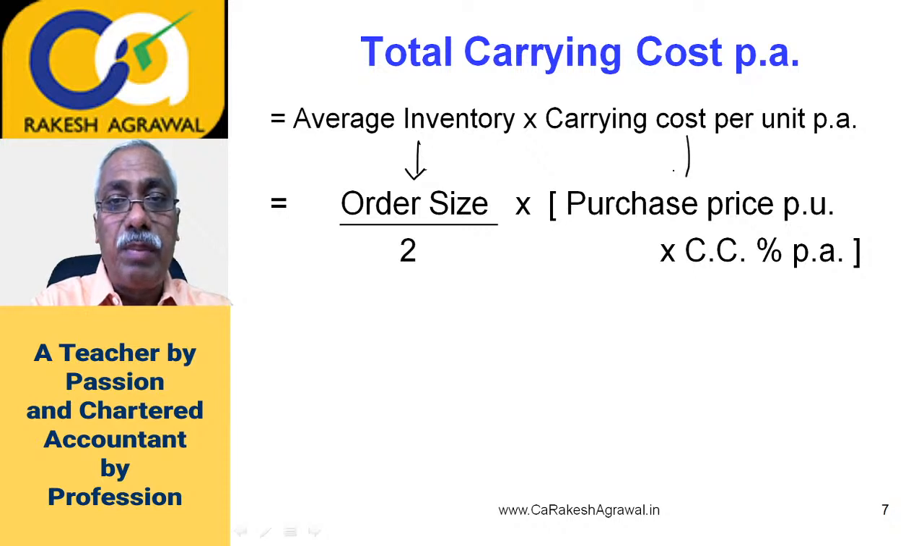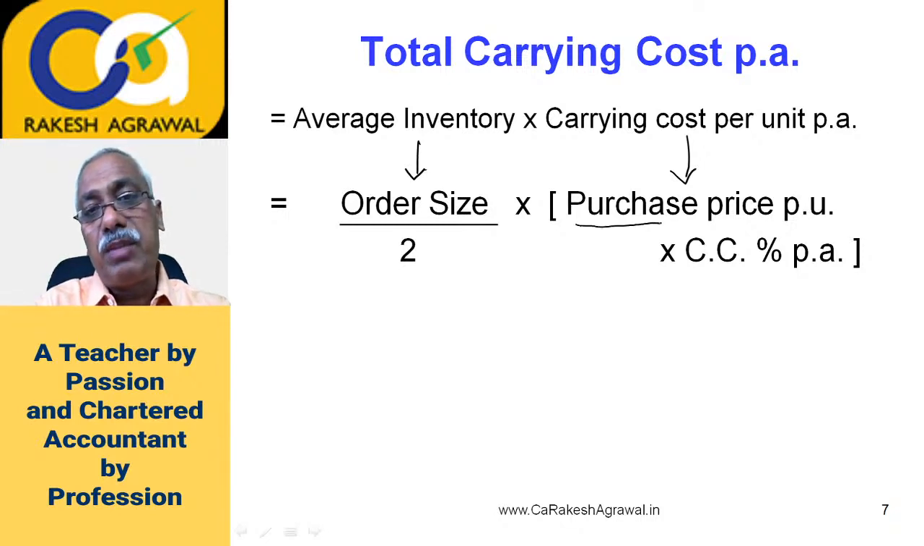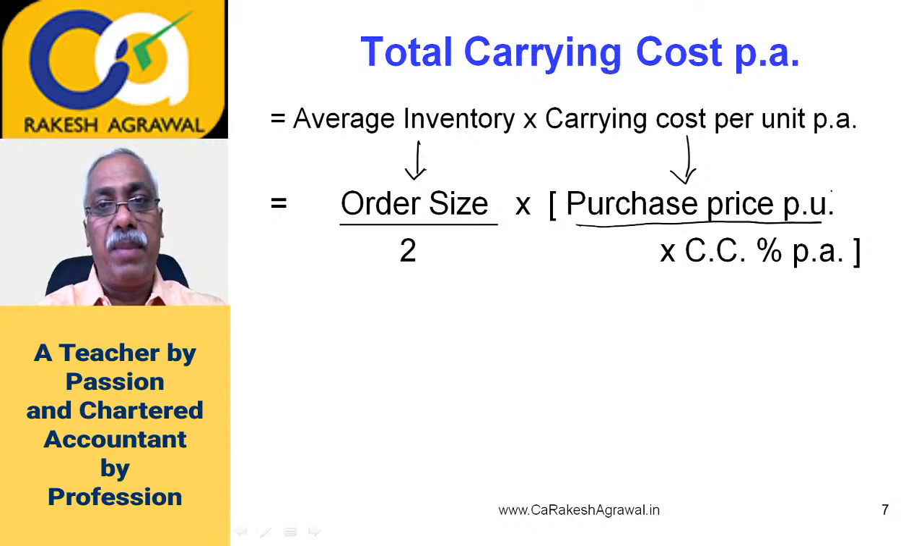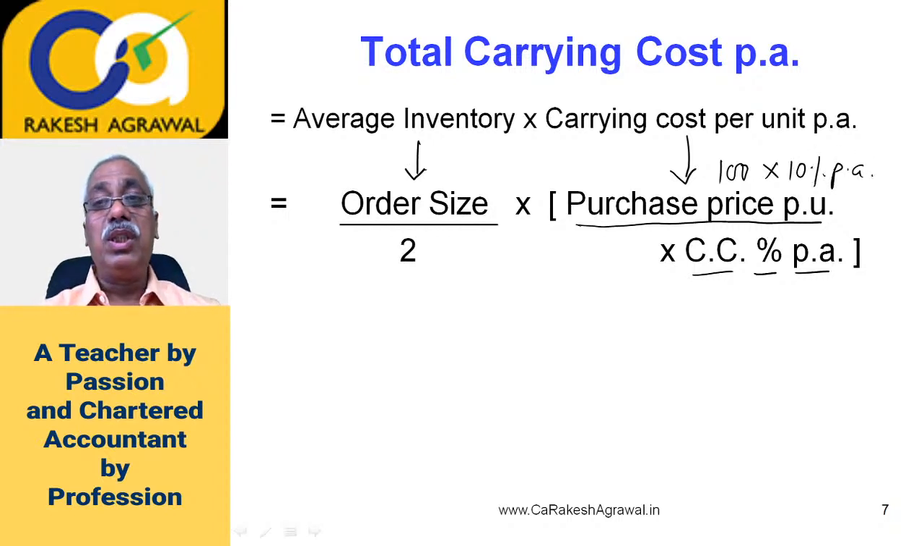Now, if carrying cost per unit per annum is not readily given in the question, then how do you calculate it? You have to take the purchase price of raw material for 1 unit, into the carrying cost percentage per annum, which the question will give you. For example, if the purchase price of raw material is 100 rupees per unit and the carrying cost percentage given to you is 10% per annum, this percentage is calculated on the purchase price. So on 100 rupees, 10% is the carrying cost. On 100, 10% means 10 rupees. 10 rupees is the cost of carrying 1 unit for 1 year.